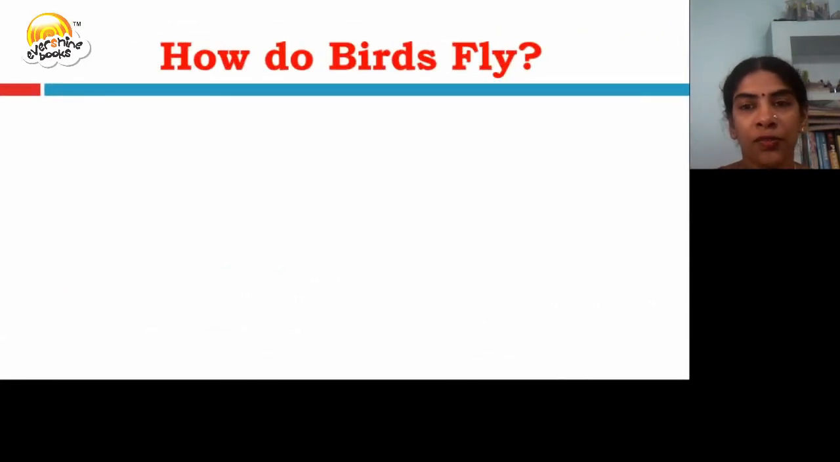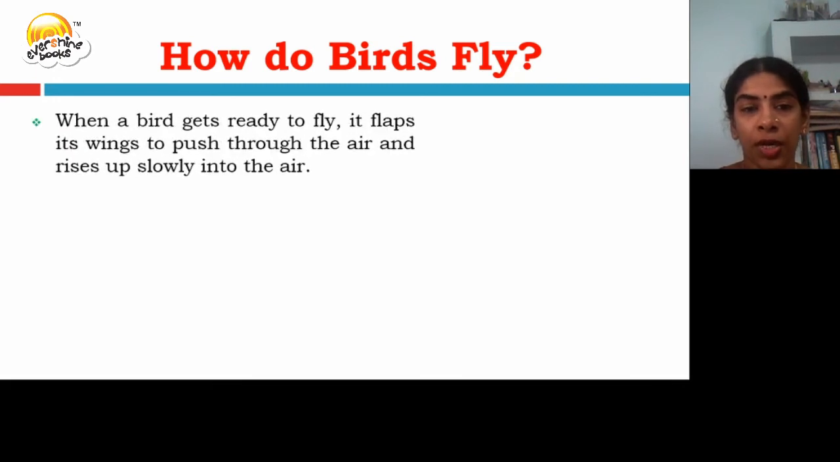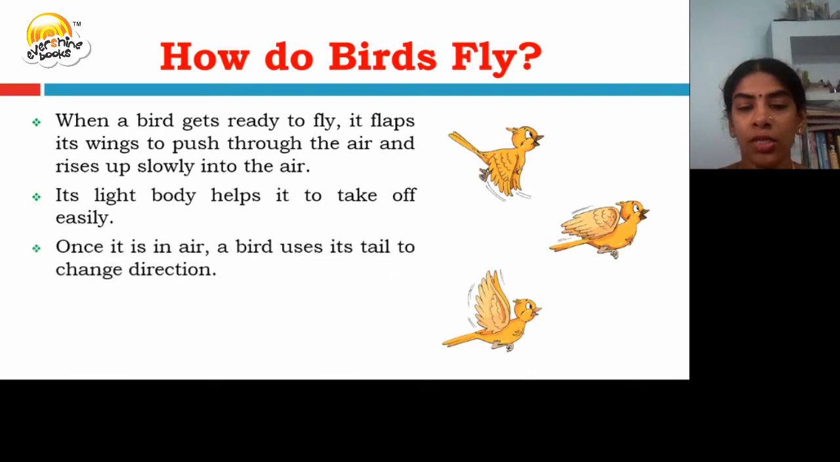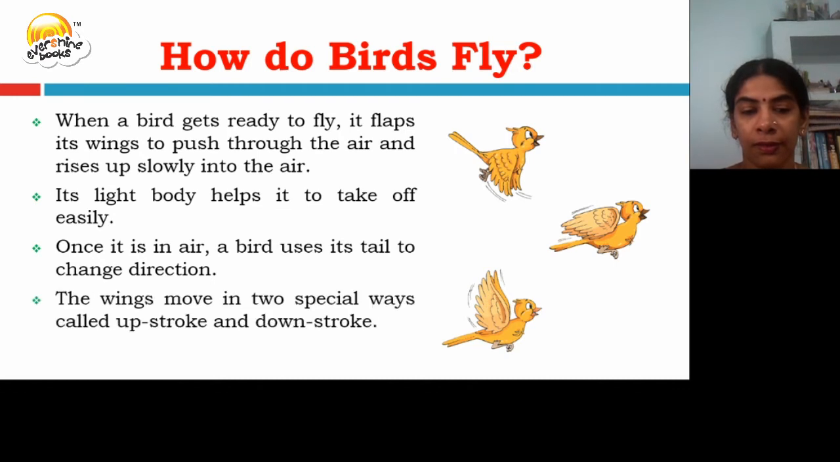How do you think the birds fly? When a bird gets ready to fly, it flaps its wings to push through the air and rises up slowly into the air. Its light body helps it to take off easily. Once it is in the air, a bird uses its tail to change direction. The wings move in two special ways, that is, upstroke and downstroke.